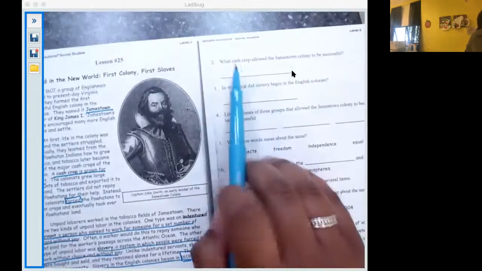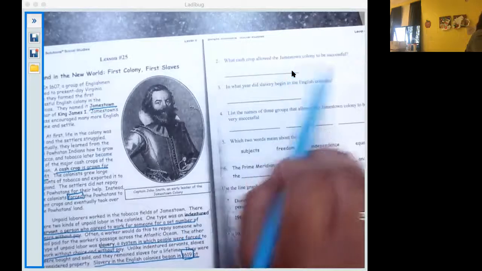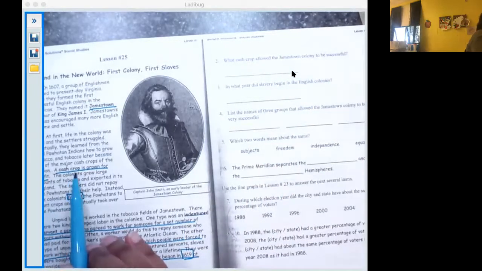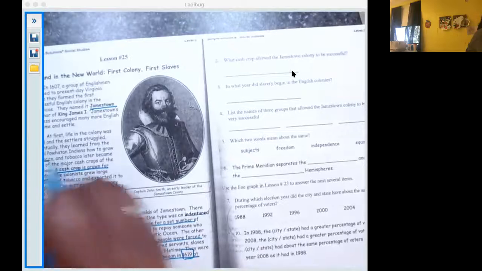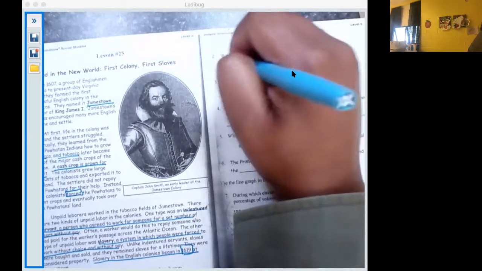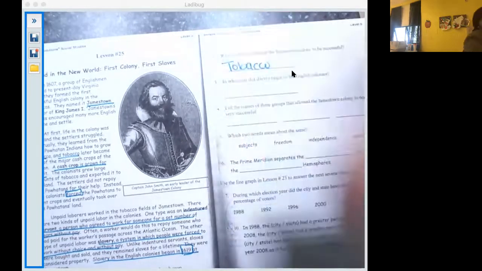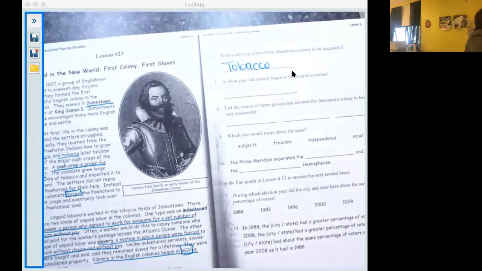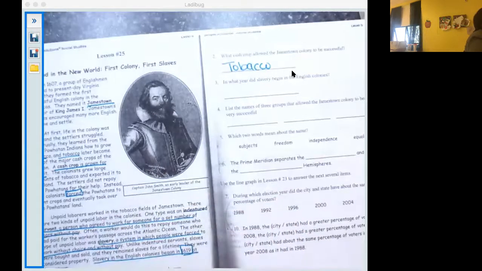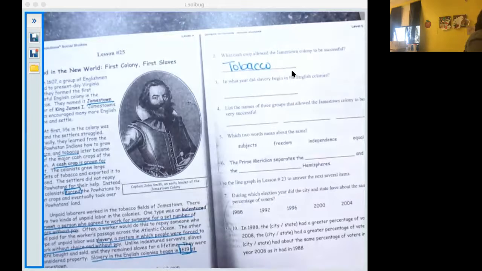Number two, what cash crop allowed the Jamestown colony to be successful? So I'm going to go back to the paragraph where I see cash crops. It looks like tobacco is mentioned a couple of times, so I know that tobacco is what allowed Jamestown to actually be successful. And those of you that are reading Blood on the River, this is the colony of Jamestown that we also see in our novel study, okay?